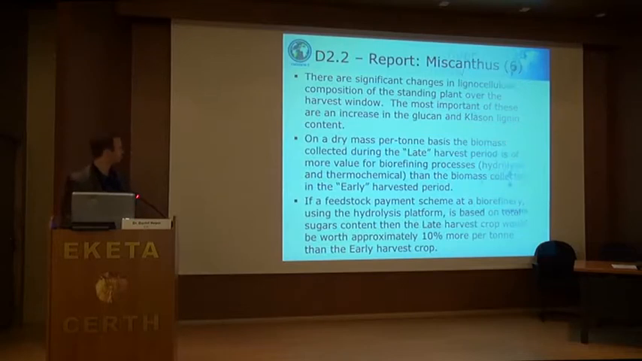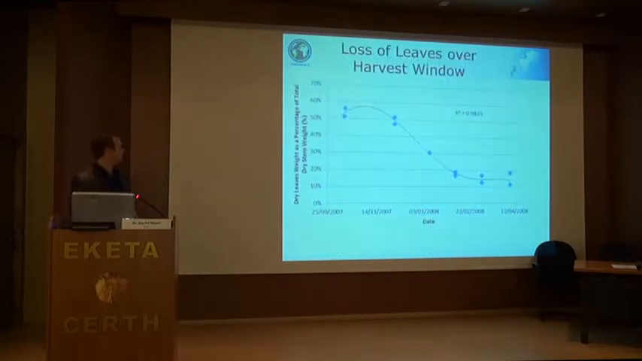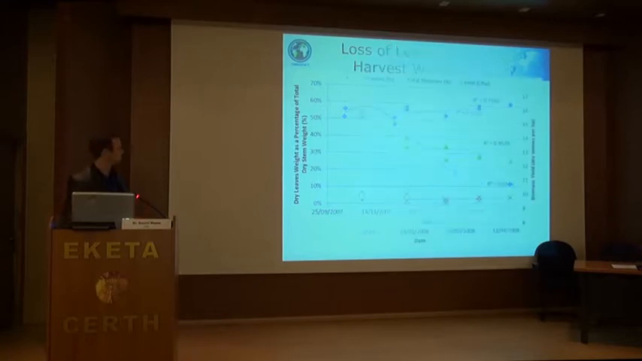Here we see a plot showing the dry leaves content as a percentage of the stem weight. And you can see that at the very early period, this is the early window here, your leaves weigh approximately half as much as your stem mass does. At the late harvest period, you only have the sheaths that are left attached to the stem, and you have much less of these. So you see a significant loss of biomass over that period.